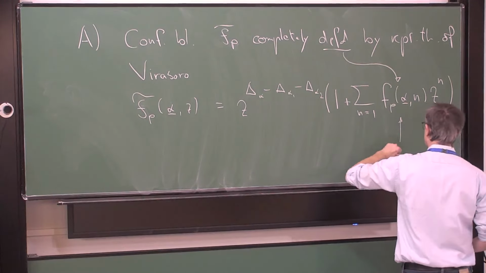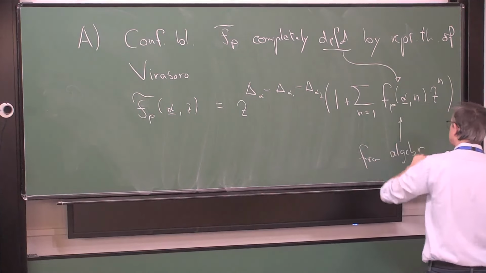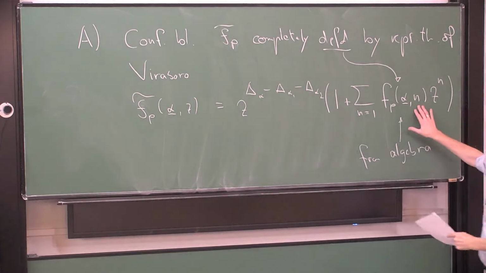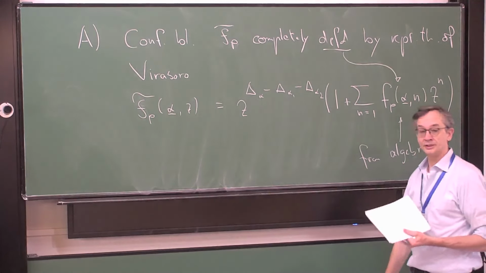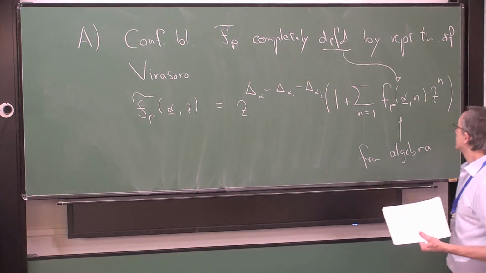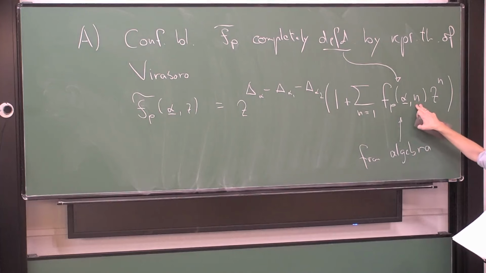So, this here is from algebra. And also about this, there's of course a lot of interesting mathematics that one could tell. In particular, this famous story of AGT, Alday, Gaiotto, Tachikawa, is about ways to find explicit formulae for these guys.